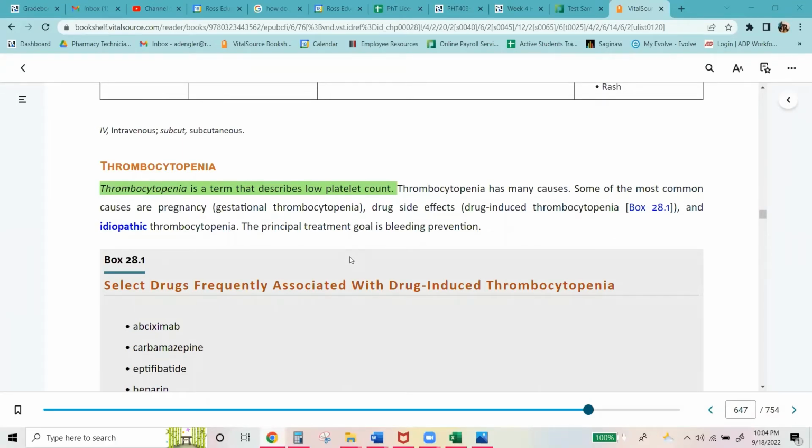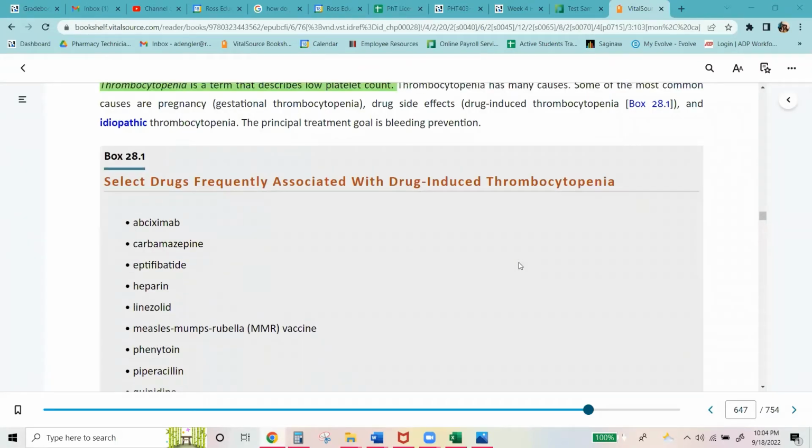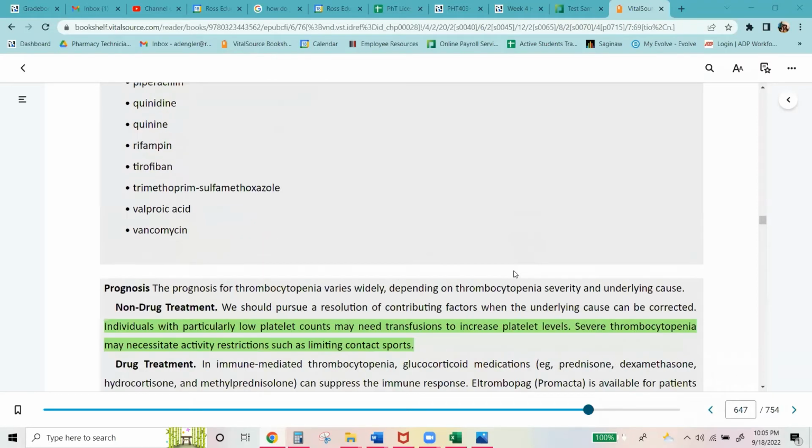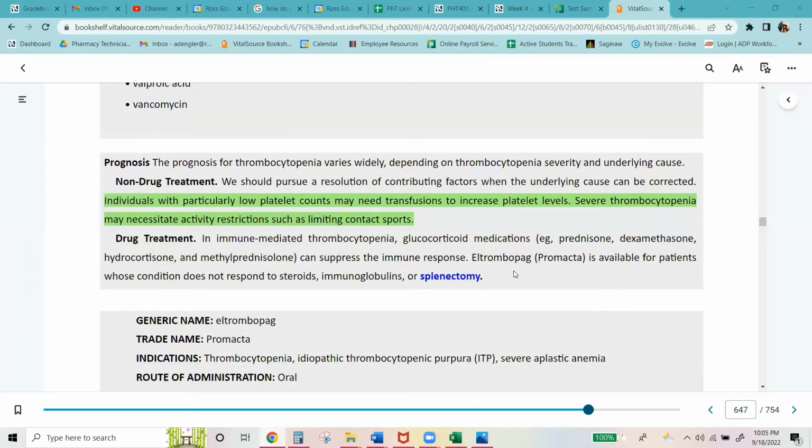Thrombocytopenia is a term that describes low platelet count. It has many causes. Some of the most common causes are pregnancy, drug side effects, and idiopathic thrombocytopenia. The principal treatment goal is bleeding prevention. Box 28.1 lists select drugs frequently associated with drug-induced thrombocytopenia. Individuals with particularly low platelet counts may need transfusions to increase platelet levels. Severe thrombocytopenia may necessitate activity restrictions such as limiting contact sports.